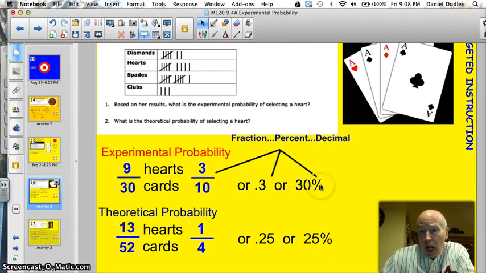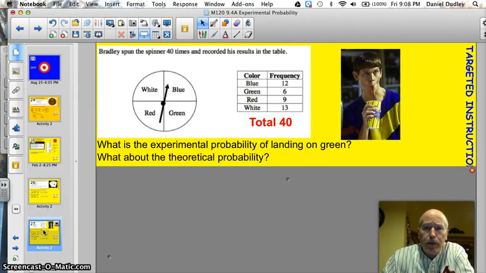So her odds should have been 25%, but when she actually did it, she had 0.3 or 30% or 3/10, however you want to express that. It didn't quite match, did it? It usually doesn't. All right, here's an example for you to try.